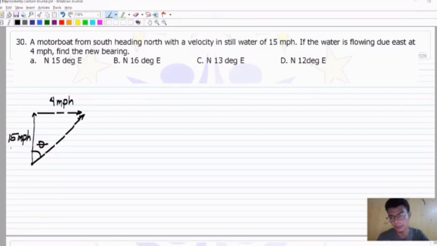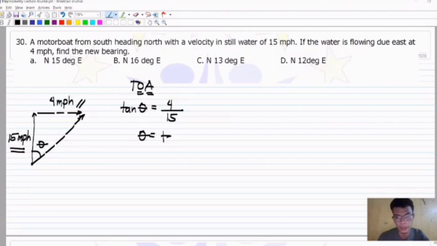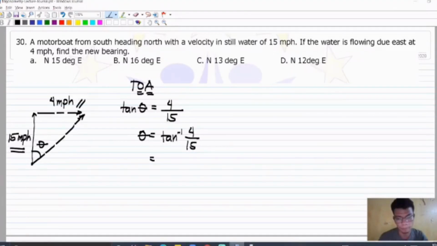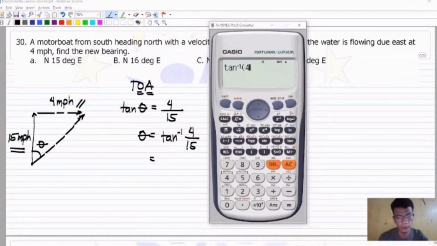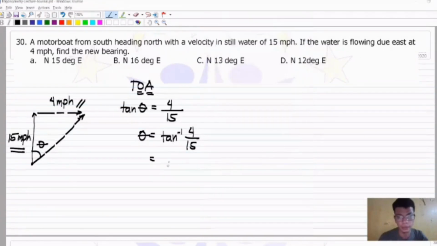Sa angle natin, 15 mph is the adjacent side and 4 mph is the opposite side. We use TOA dahil merong opposite and adjacent. The tangent theta is equal to opposite 4 over the adjacent 15. Solving for theta, that will be the arctangent of 4 over 15. And now, calculate na natin. Shift tangent 4 divided by 15. And the answer is 14.93.